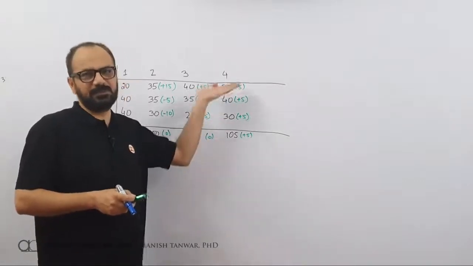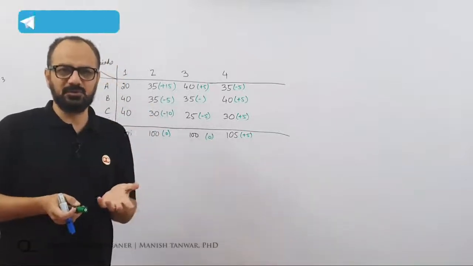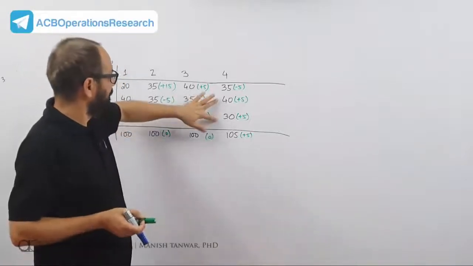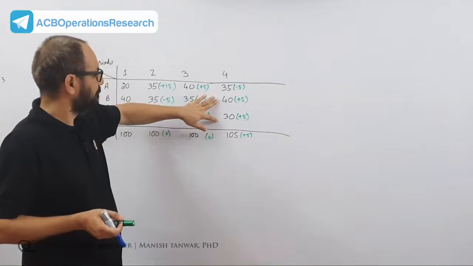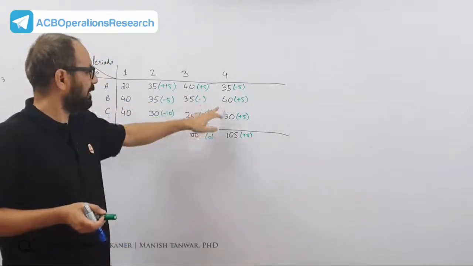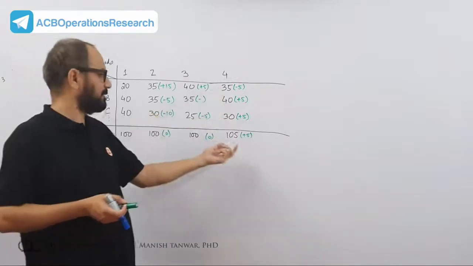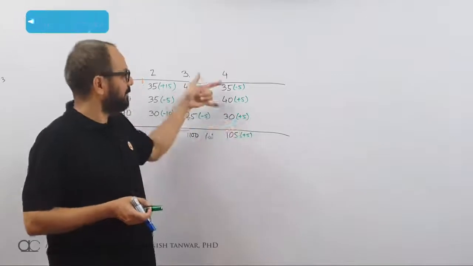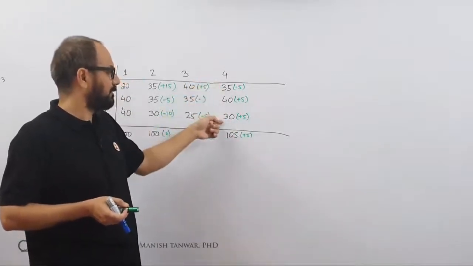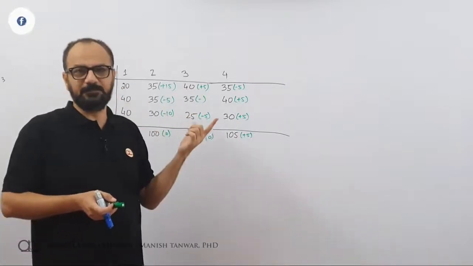And of course, the game between A, B and C was going on. Someone was winning, someone was losing. Still, I will say that B and C have won at expense of A, because there were additional 5 units. Even if we cancel these two out, C has won. C has won at expense of A.